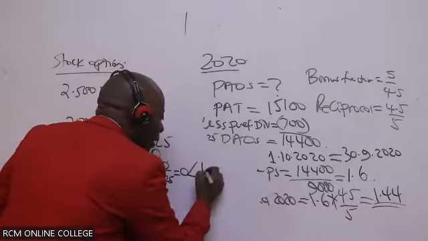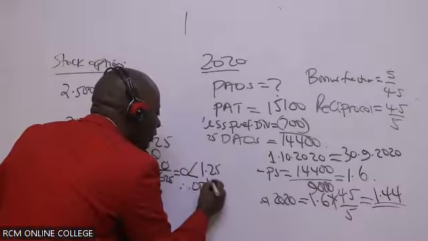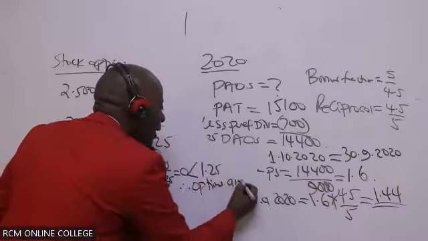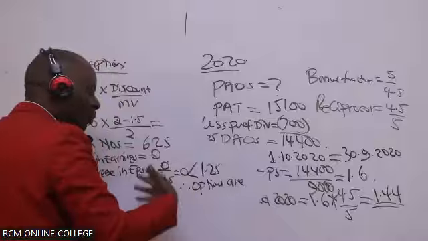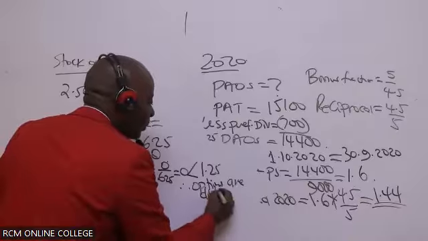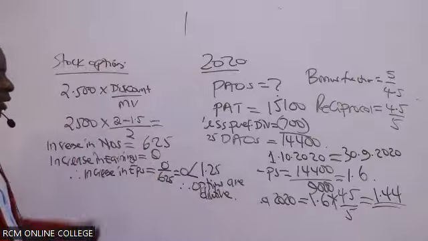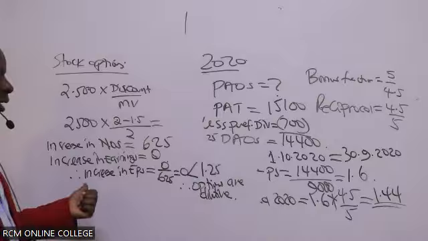This is less than 1.25. Therefore, options are dilutive. Options are, now they're not potential. I've been able to do my calculations. Options are dilutive here. When it's less, they're dilutive.